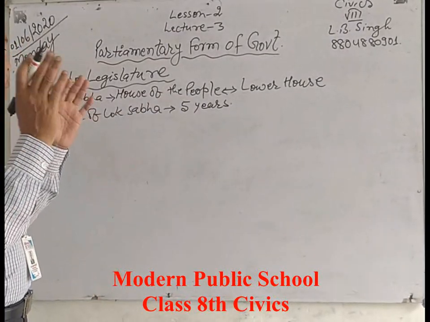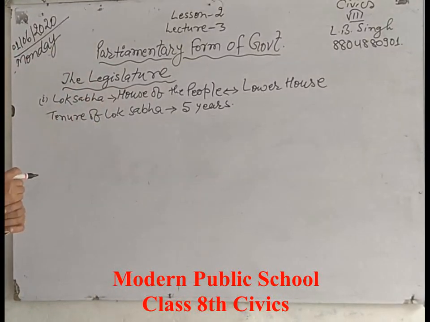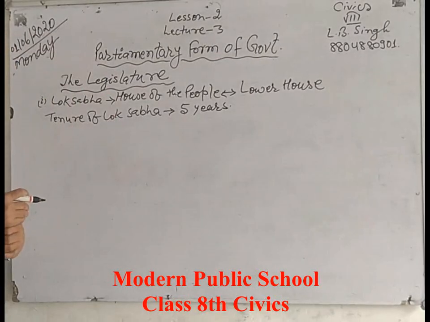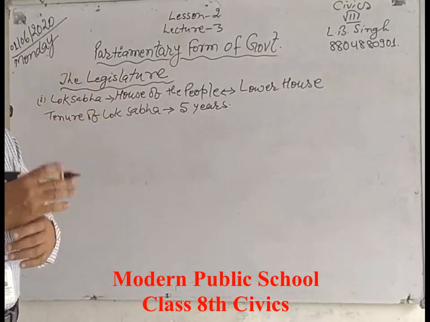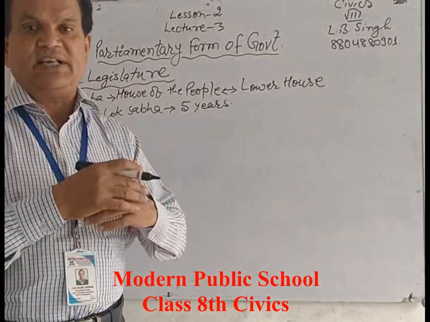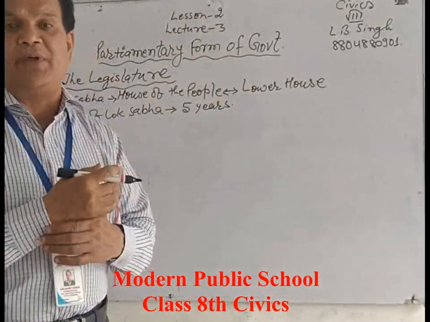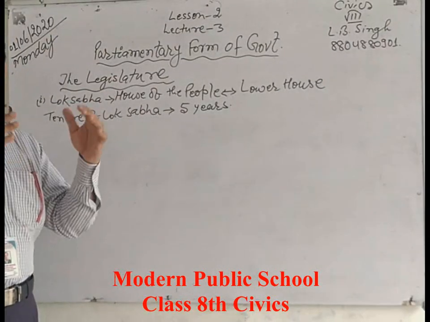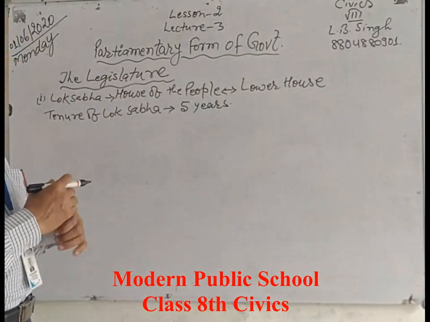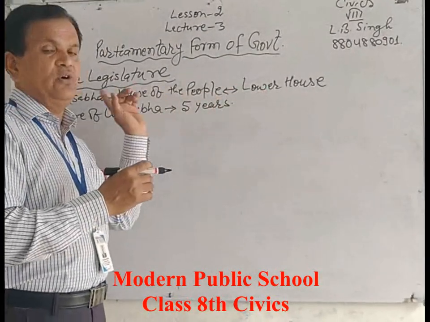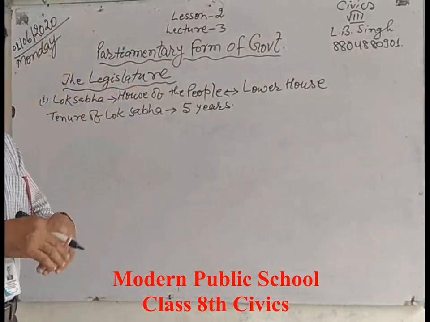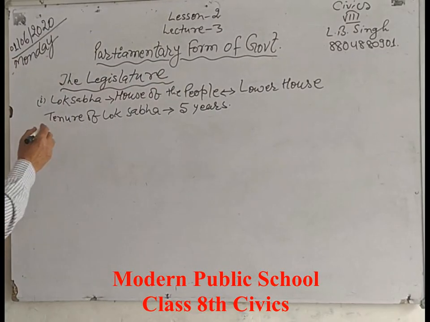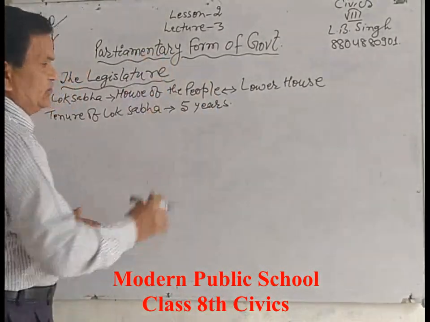You should know that the Lok Sabha is called the House of the People because 552 members, that means the largest number of members of parliament, sit together in a house known as the House of the People, lower house, or Lok Sabha. So the tenure is 5 years.